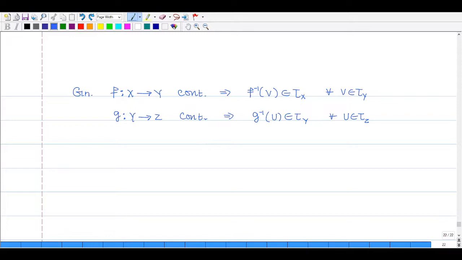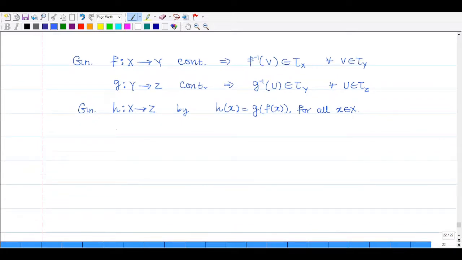Okay, now given h is a function from X to Z, by எப்படி டிஃபைன் பண்றீங்க, h of x is equal to g of f of x for all x belongs to capital X. Okay, then we need to show that, so claim, that is, sorry, h is continuous.